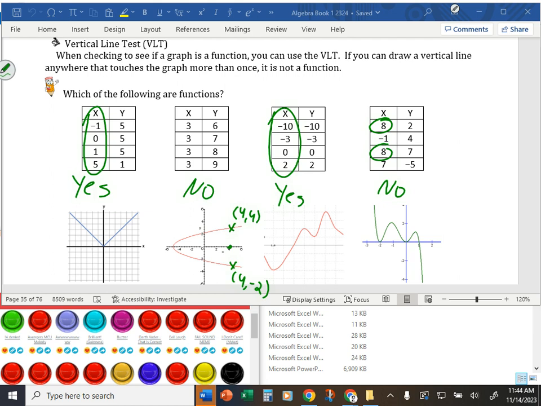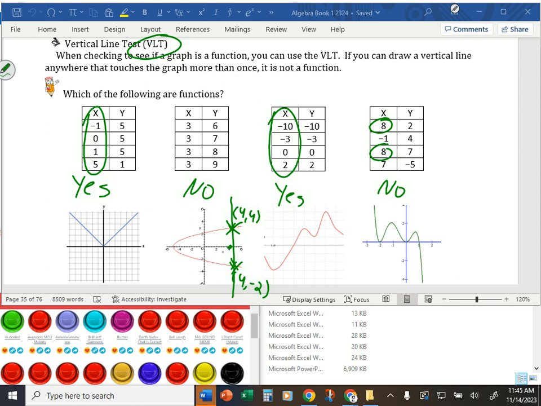So on the graph, when x repeats, making it not a function, the graph will kind of curve and fold over itself. We call this the vertical line test, which is described up here. If you can put a vertical line anywhere through the graph and it touches it in more than one place, bam, it's not a function.